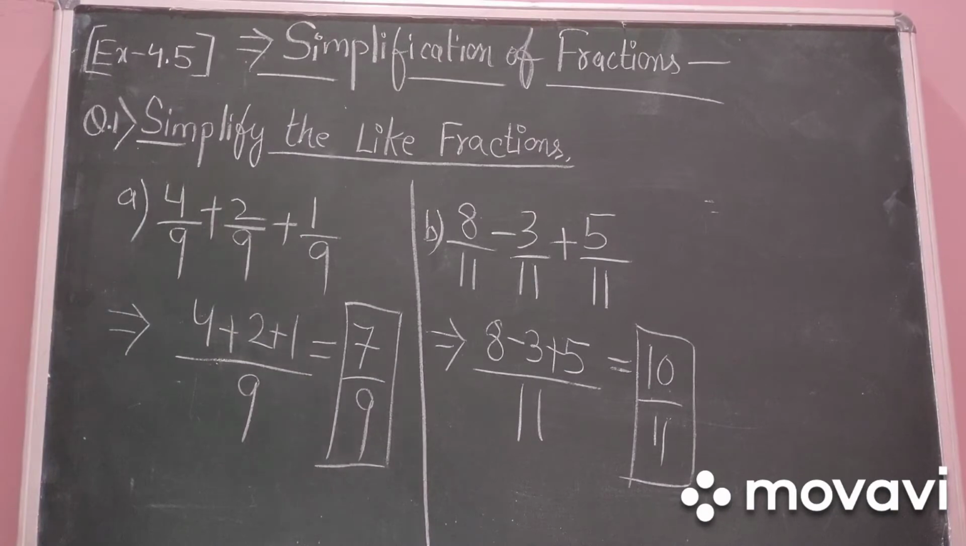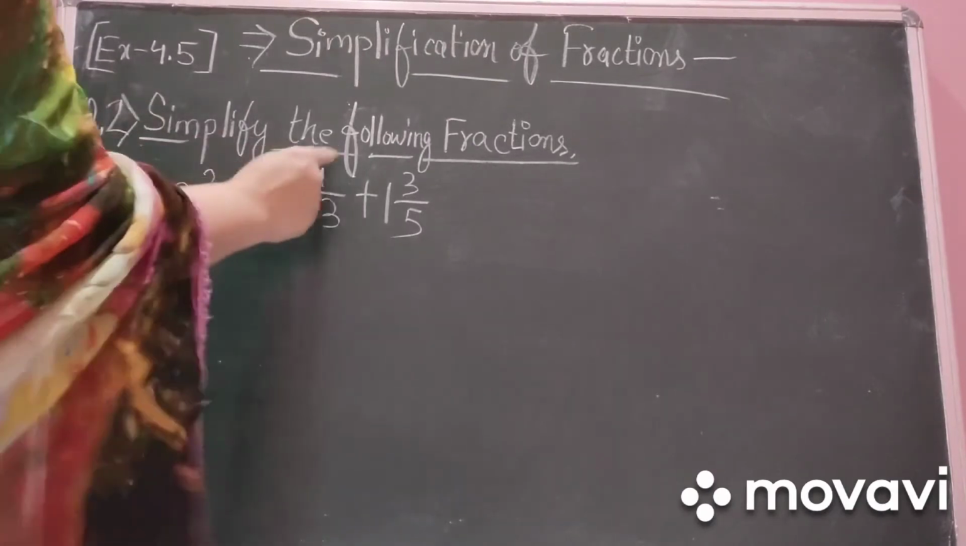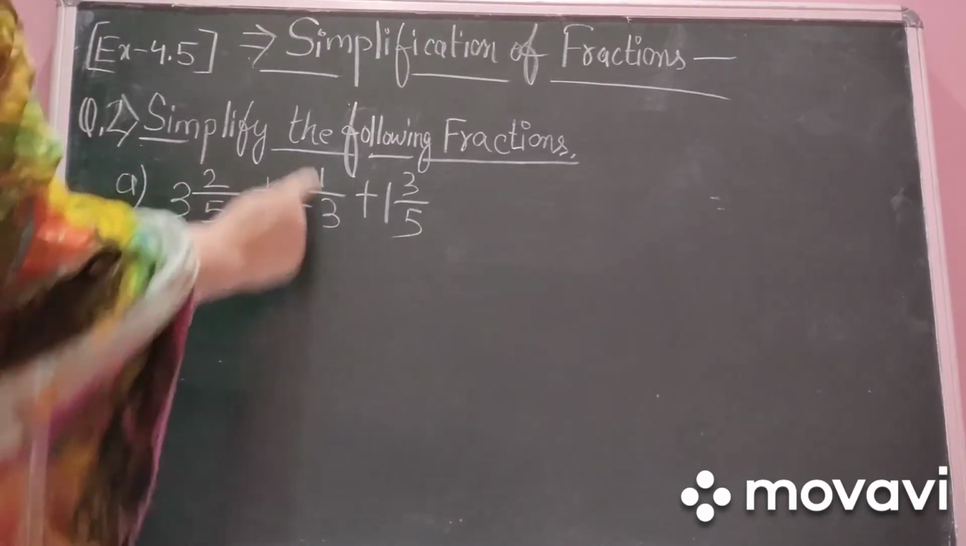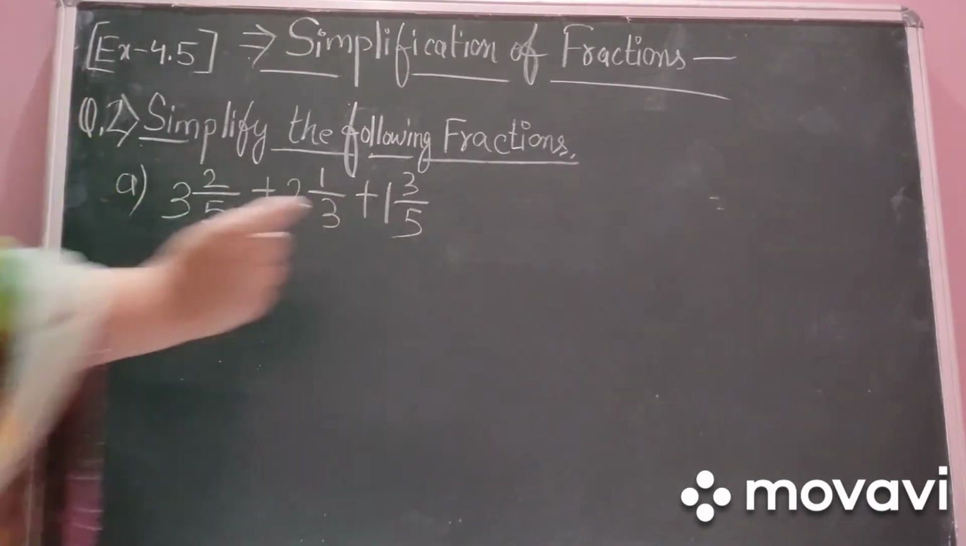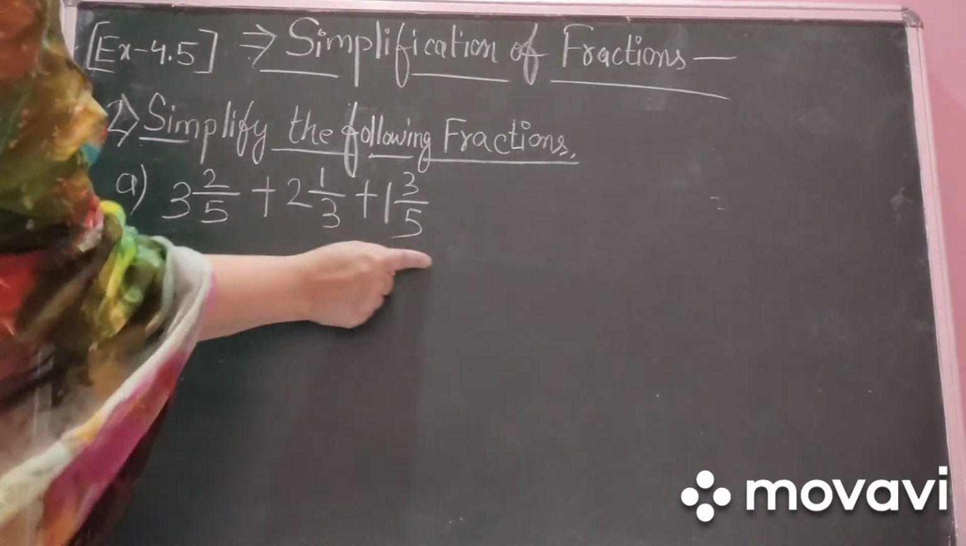Adding and subtracting like fraction is always easy. Why? Because you just have to calculate the numerator part and you have to write the denominator as it is. Come to question number 2. Simplify the following fractions. And the A part is 3 2 upon 5 plus 2 1 upon 3 plus 1 3 upon 5. Here we are having 3 mixed fraction to be added.